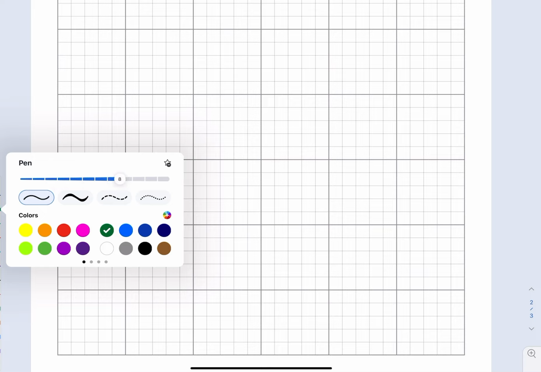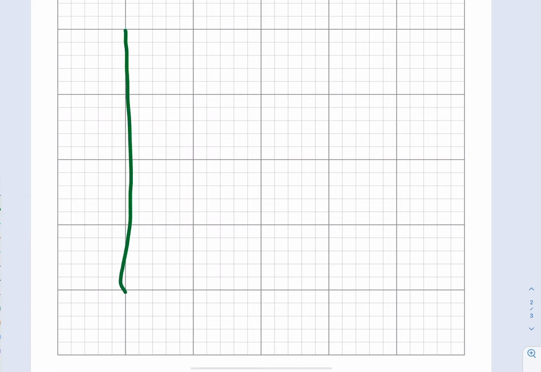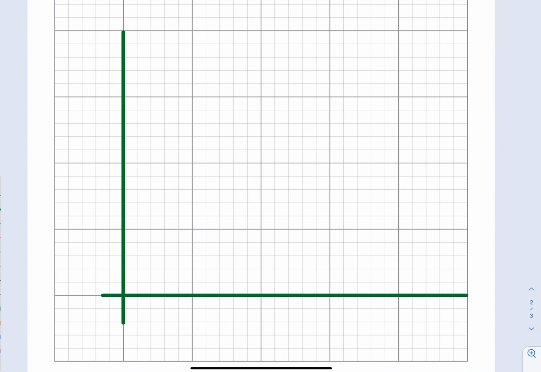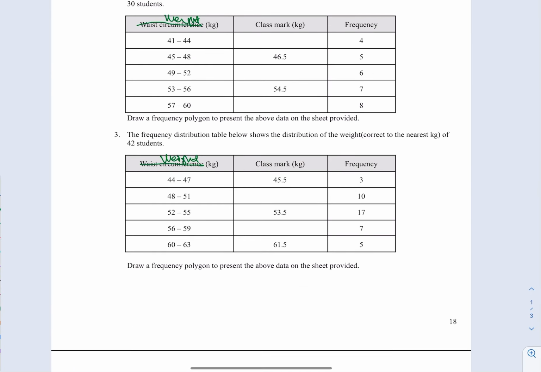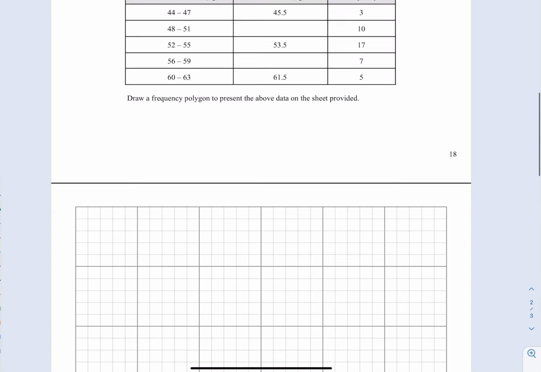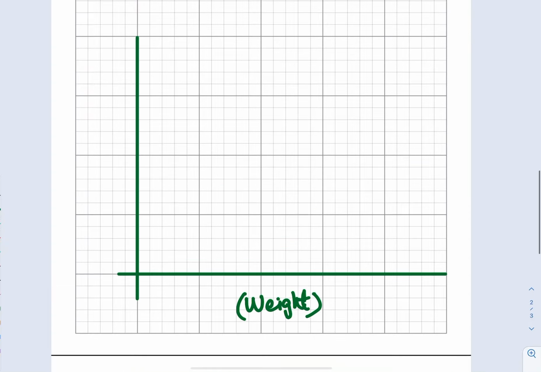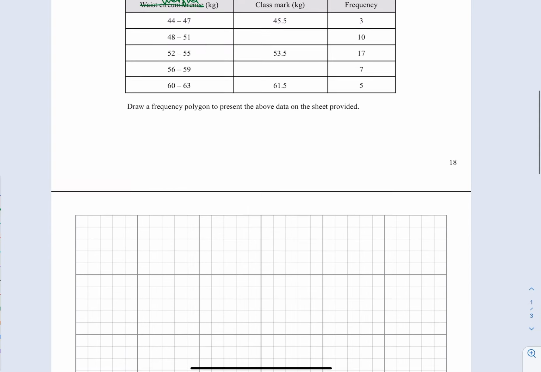Let me have a little bigger pen this time. So you do that, and then you also have this here. What do I write on this side and what do I write here? Here will be your frequency and here will be your class mark. Or we will say the weight directly, that will also be okay. So at the bottom I will be writing the weight, and then here I'll be writing the frequency.